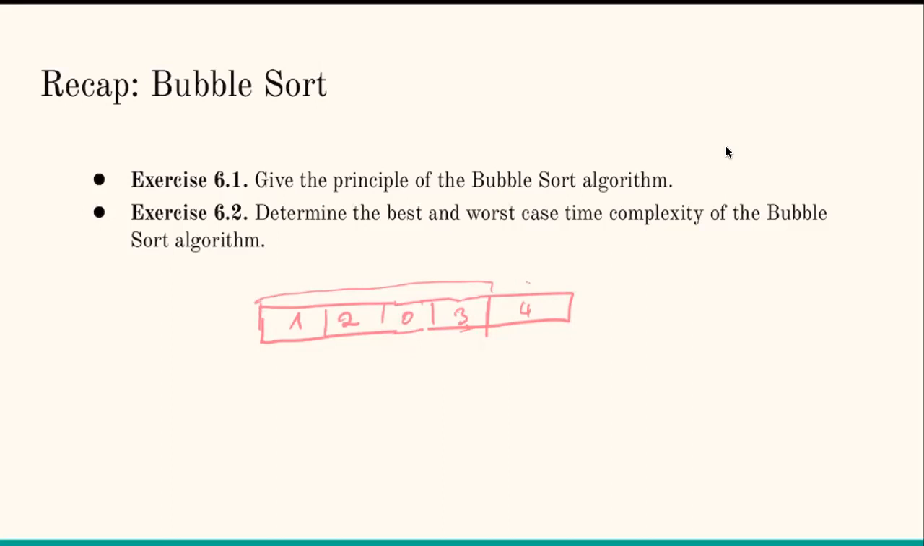This is bubble sort. What is the time complexity of bubble sort? It will be n squared, because you have two nested loops. The inner loop will loop through to the last index minus 1. So if this is clear, we can move on.